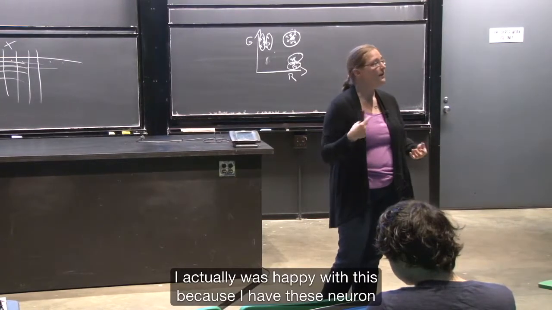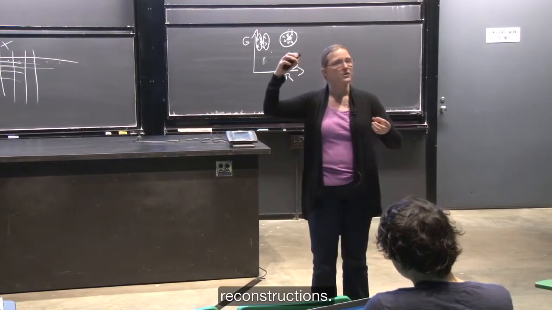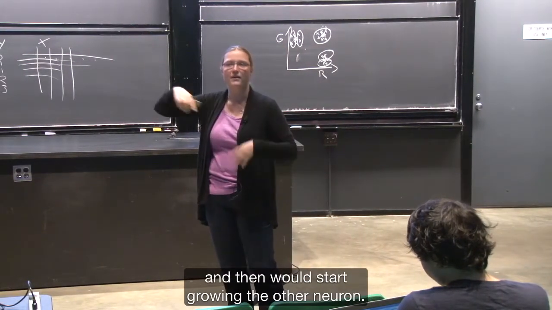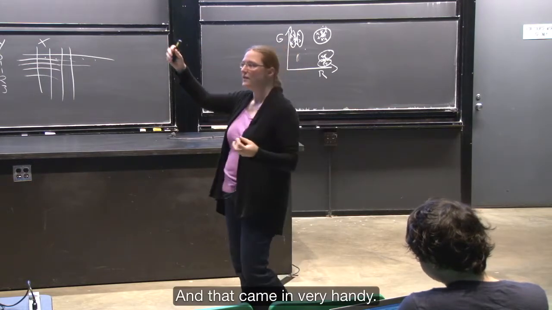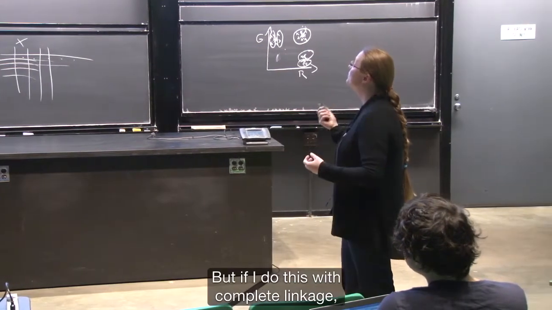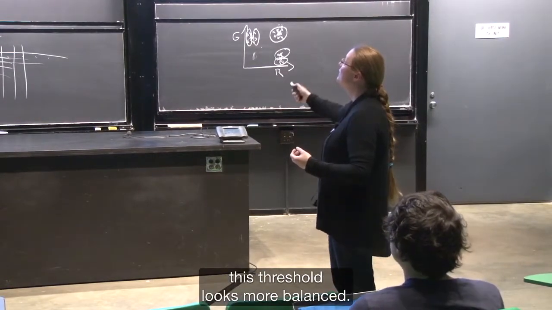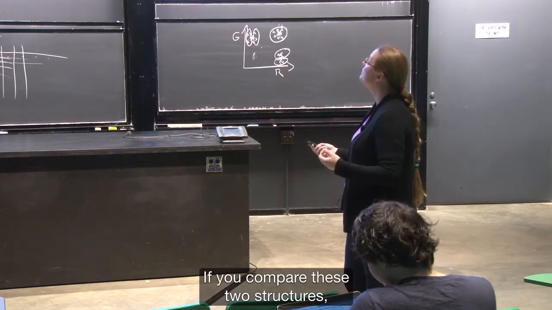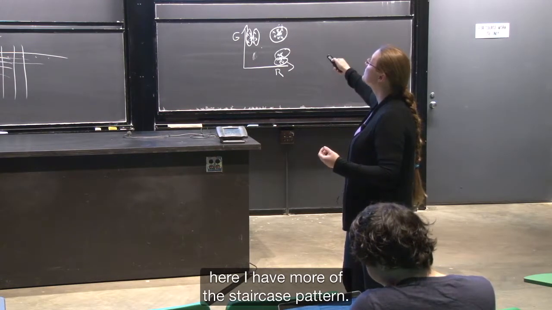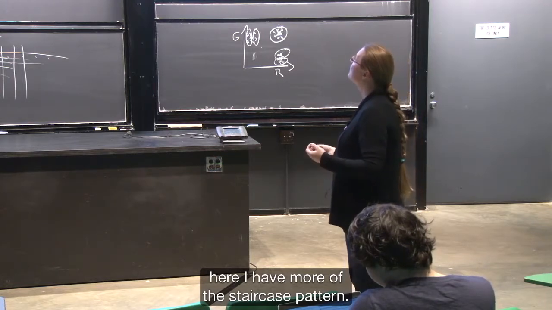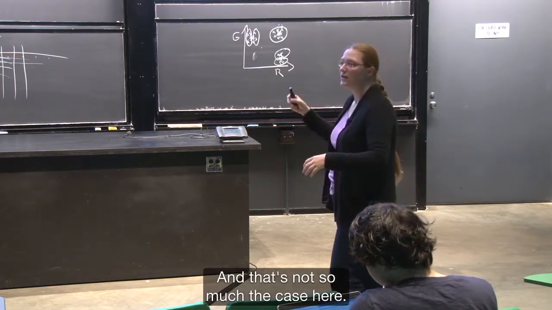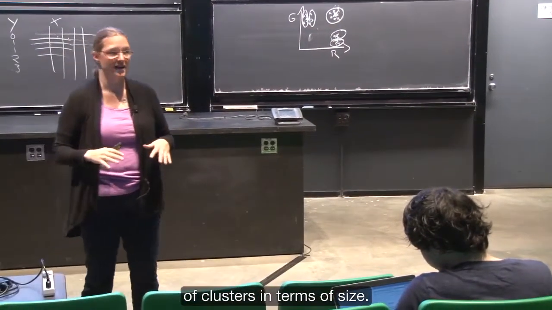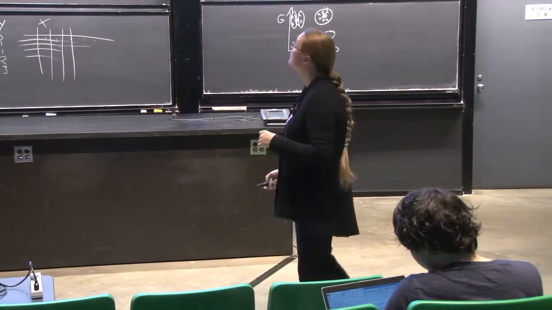I actually was happy with this because I have these neuron reconstructions, right? So then I tried to group across sections, and this would mean one neuron would basically grow, and then would start growing the other neuron. And that came in very handy. But if I do this with complete linkage, this structure looks more balanced, right? If you compare these two structures, here I have more the staircase pattern, and that's not so much the case here. So over the hierarchy, I get a more balanced set of clusters in terms of size. So that is complete linkage.